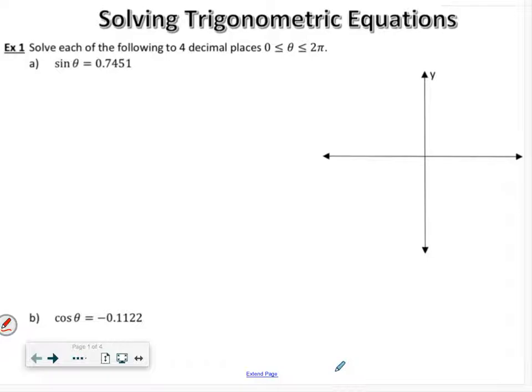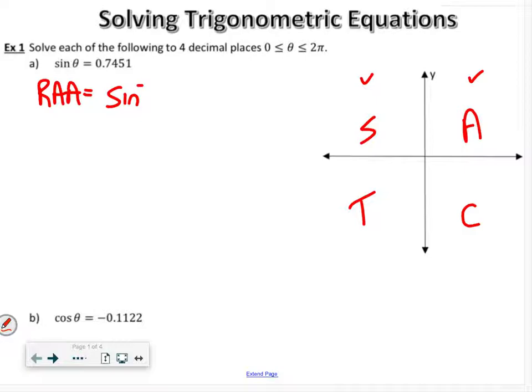Our first step is to figure out where this is going to be using CAST. Right, so we're going to use the CAST rule. We have a positive sine, so we're going to be in 1 and 2. So we need to find our related acute angle. Now our related acute angle is going to be equal to the sine inverse of 0.7451.